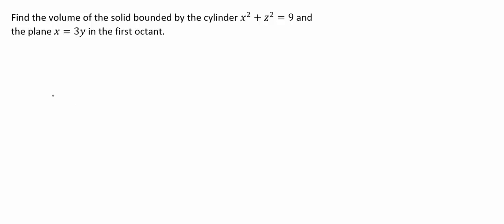Okay, take two. Let's find the volume of the solid bounded by the cylinder x squared plus z squared equals 9 and the plane x equals 3y in the first octant. If you want to find the volume of the solid, we've got to draw it. So let's start with the cylinder. It's actually just a quarter of a cylinder in the first octant. So let's draw the first octant. There is the positive z-axis. I'm going to make the positive x-axis go like so, and I'll make the positive y-axis go like so.